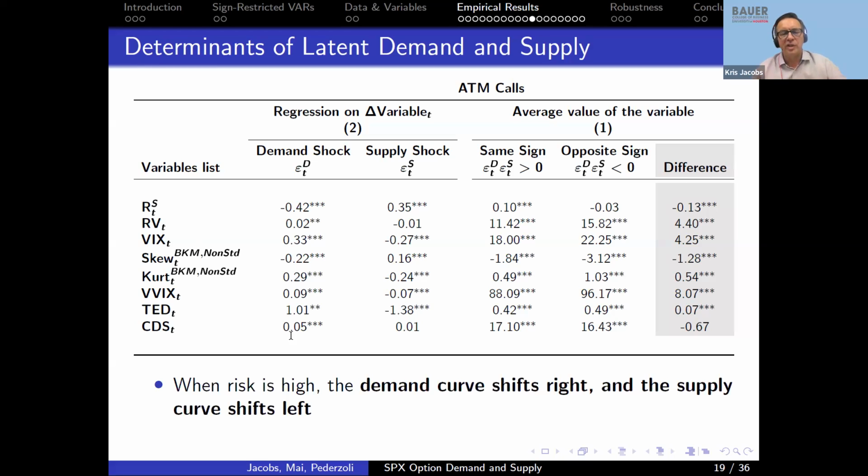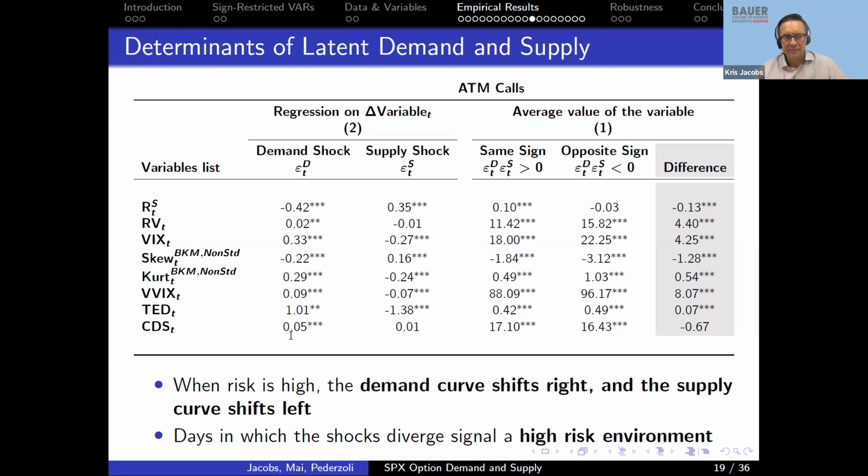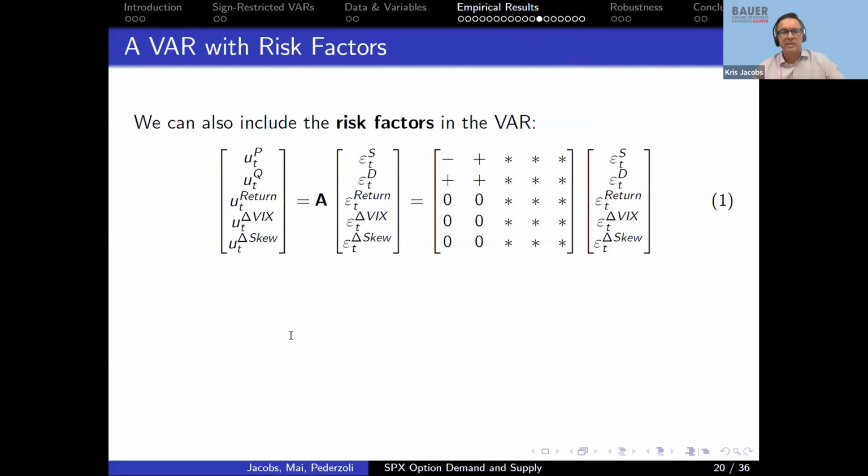All right, so this is a summary. When risk is high, the demand curve shifts right and the supply curve shifts left. Very consistent with what we've seen up till now. And so another way to say the same thing is that on days when the latent demand and supply shocks diverge, that basically indicates that we're in a high risk environment.